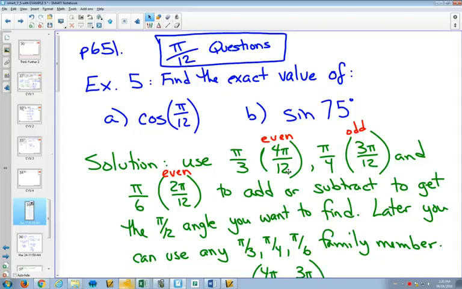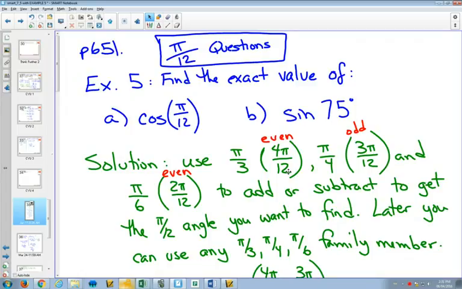So if you take pi over 4 and subtract it from pi over 3, you'd have 4 pi over 12 subtract 3 pi over 12. That would get you pi over 12. So that would be one way. Can you see another way is you could subtract 3 pi over 12 minus 2 pi over 12. That would also give you pi over 12.